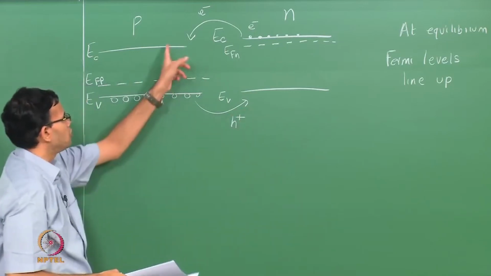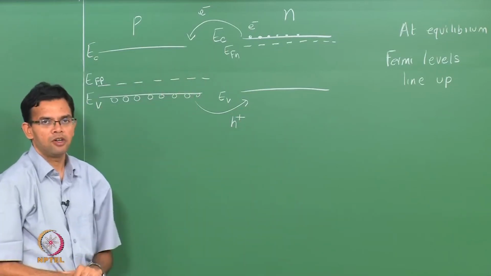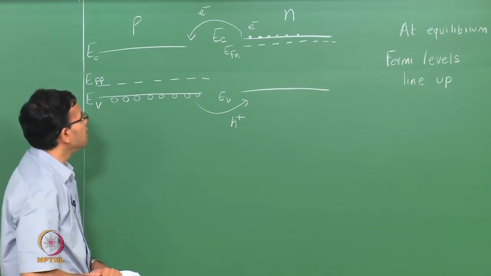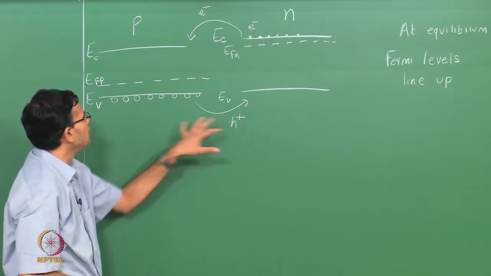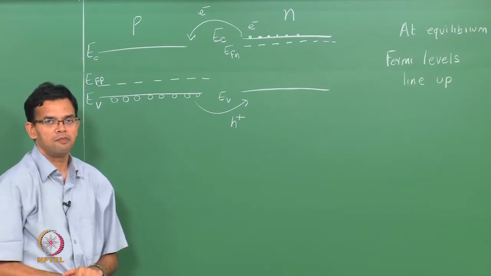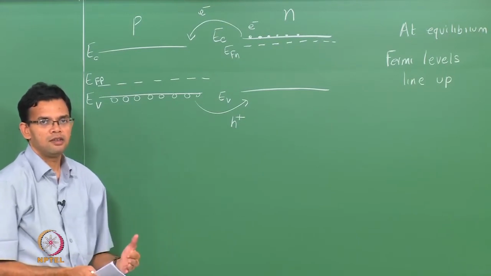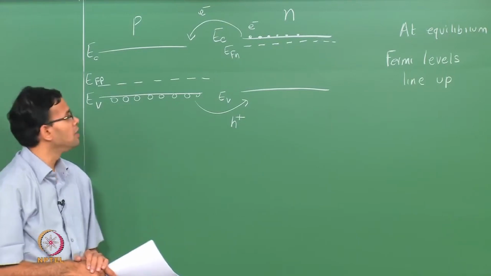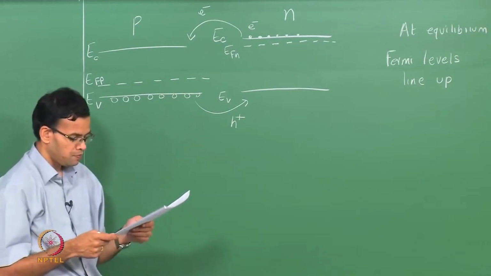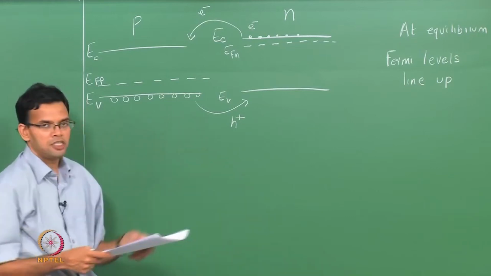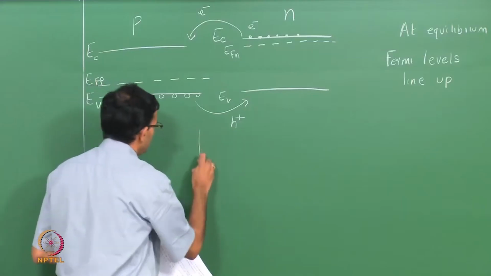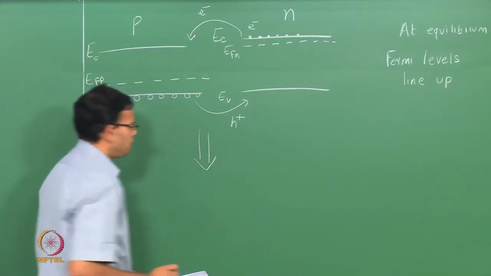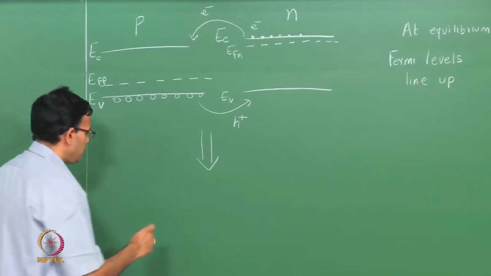Because we have electrons moving, we will have a net positive charge on the n side. Because we have holes moving, we will have a net negative charge on the p side. So, once again we will have a contact potential between the p-n junction. So, let me draw the junction in equilibrium. The first thing I will do is line up the Fermi level.